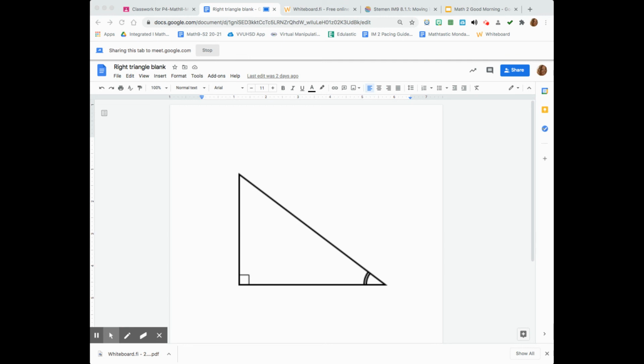I'm almost done with it. Okay. So I was in the computer right now. That's fine. Wait, you wanted us to label it? Yeah, with the sides. Like the hypotenuse, the opposite, and the adjacent. Okay.